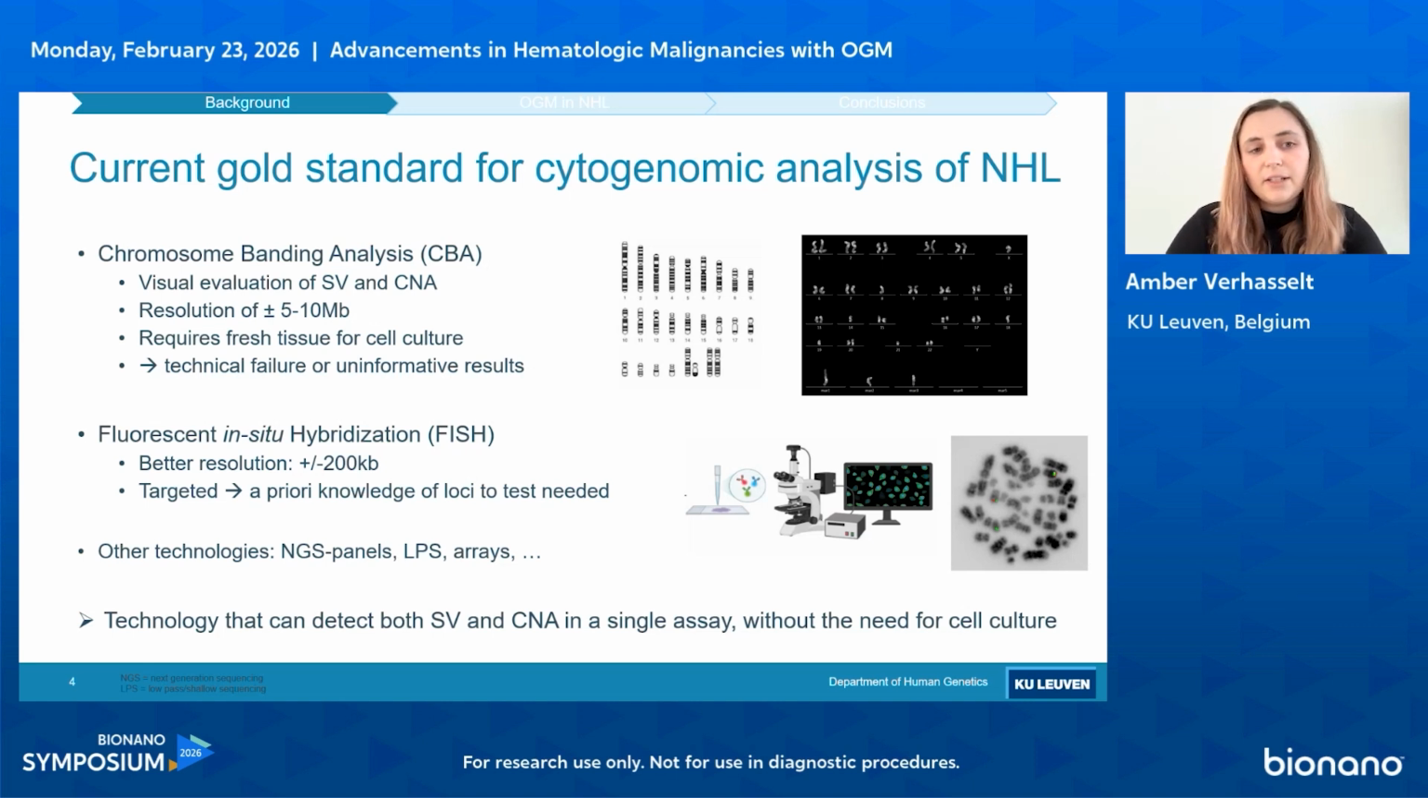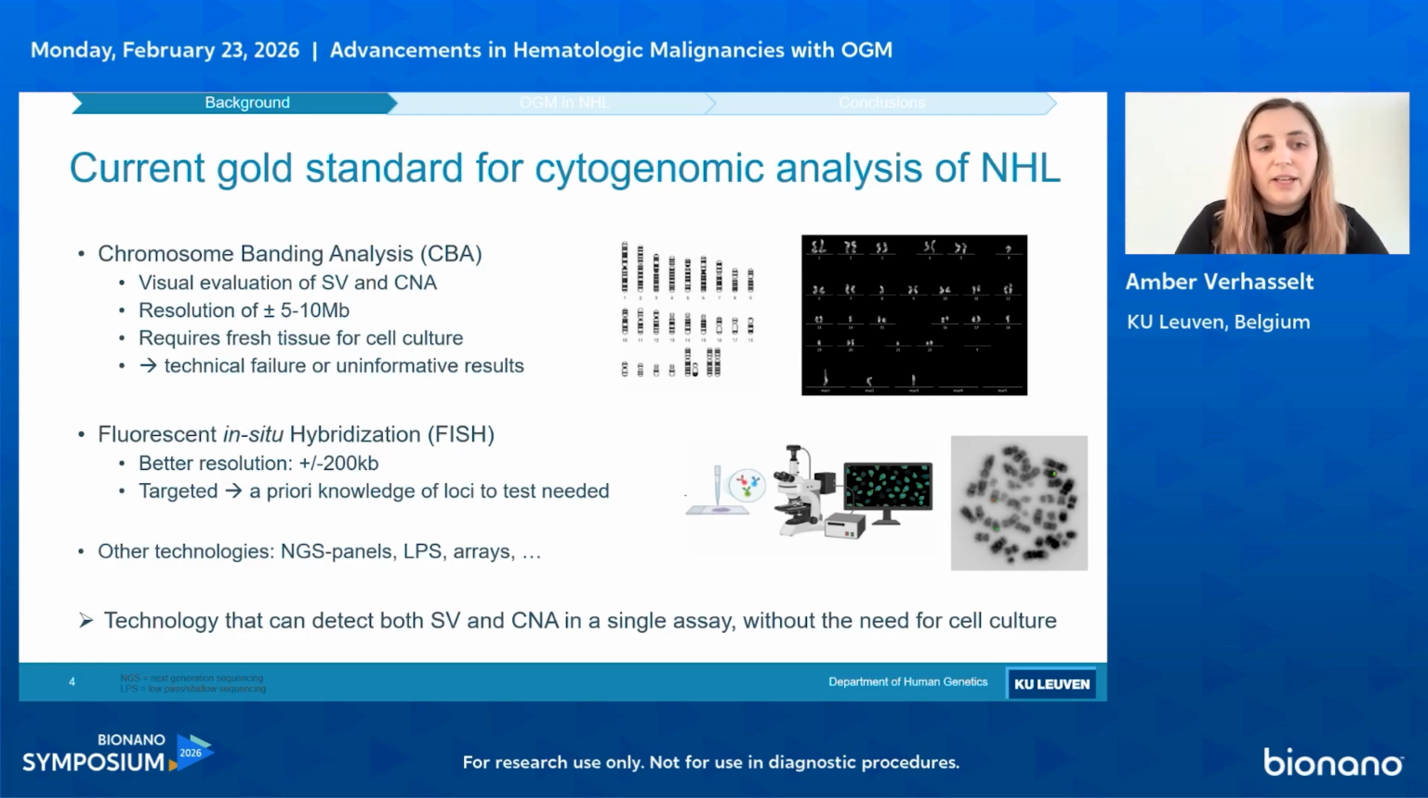Then there's the second technology often used, which is fluorescence in situ hybridization, or FISH. This has a better resolution of around 200 kb, but it's a targeted approach, so you need a priori knowledge of which loci need to be tested. That means that anything that is new or unexpected will not be detected. There are some other technologies that can be used, such as NGS panels, low-pass sequencing, or different kinds of arrays, but all of these come with their own limitations.